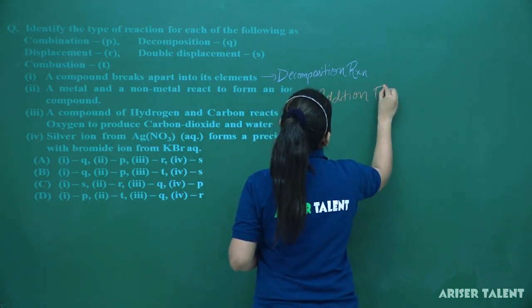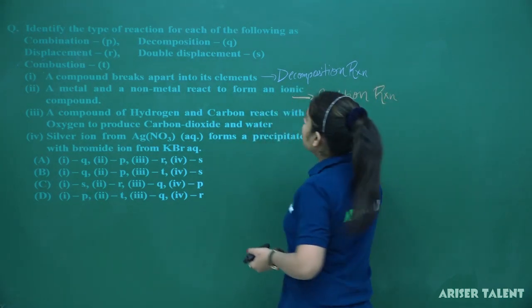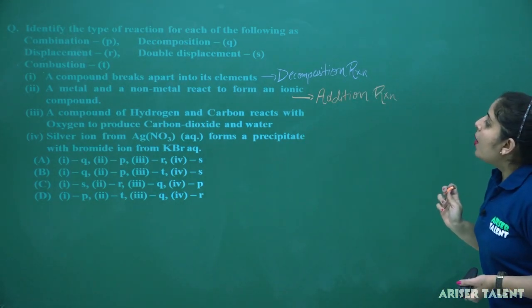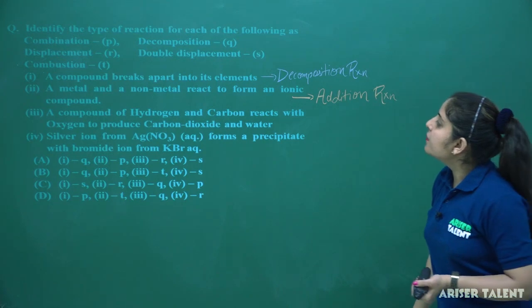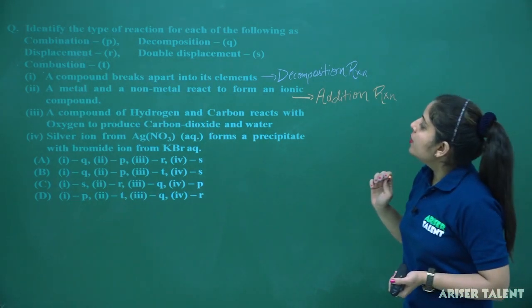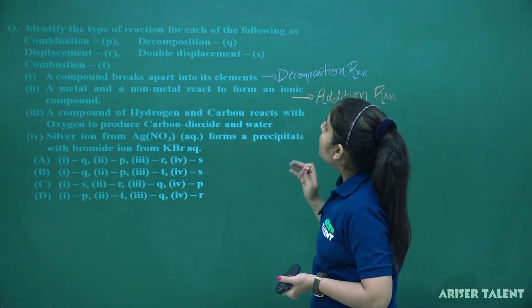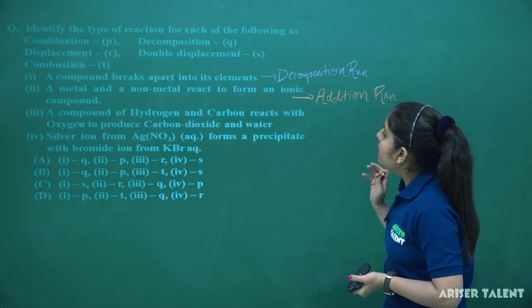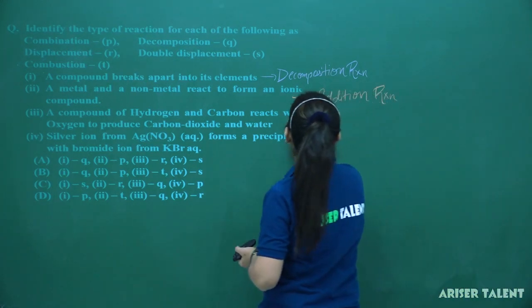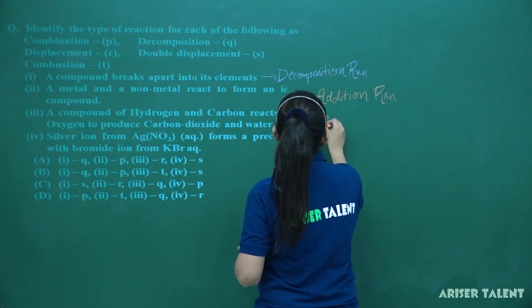These topics we have already discussed in our chapter, so I hope you might be able to understand this. Compound of hydrogen and carbon reacts with oxygen to produce carbon dioxide and water. So in this equation, a compound of hydrogen and carbon is going to produce carbon dioxide and water with oxygen. So this type of reaction is displacement 1.